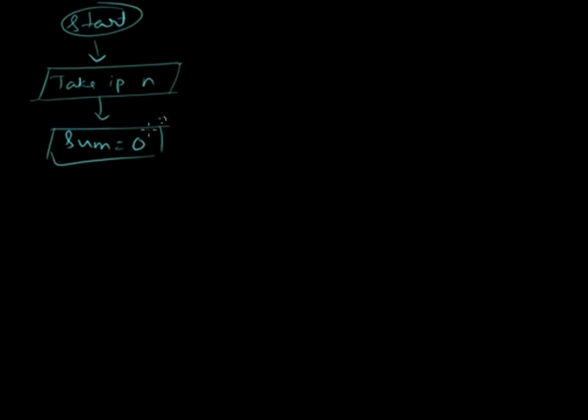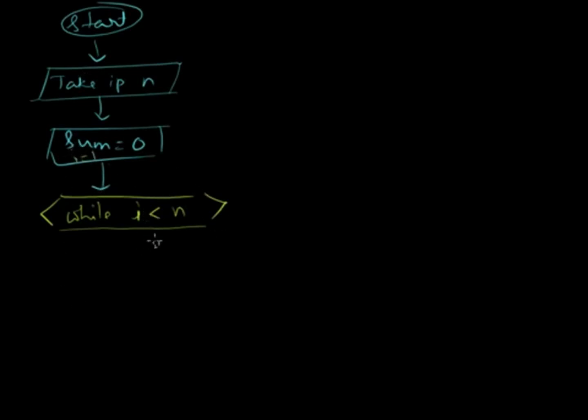And now we come to a point where we use a loop. Now use a loop here. So this is the construct for our loop. So let's use a while loop. While i is less than n, first i is 1. Right? i is equal to 1.